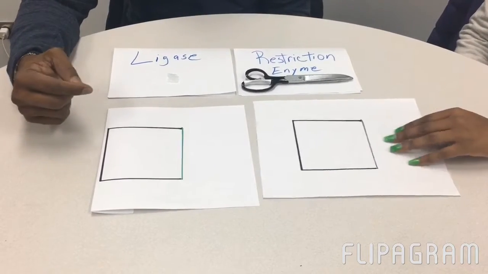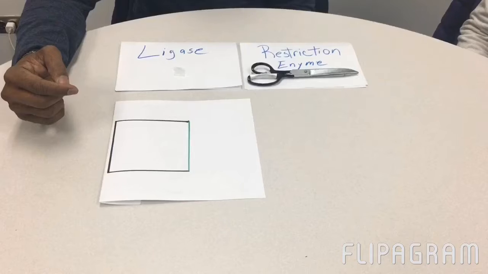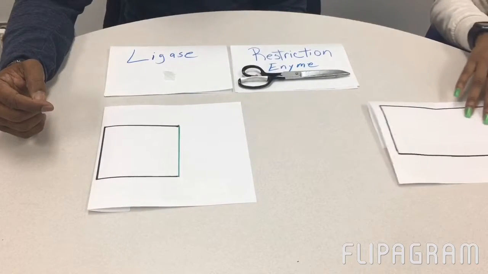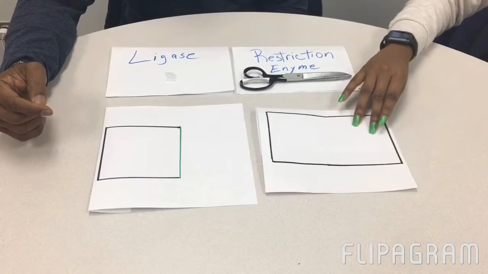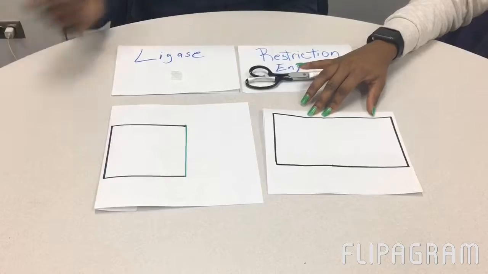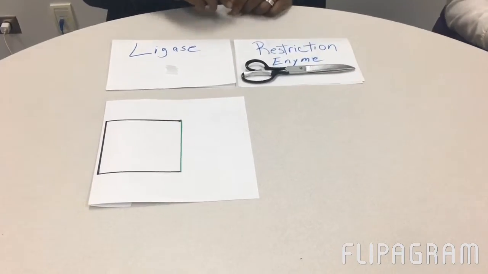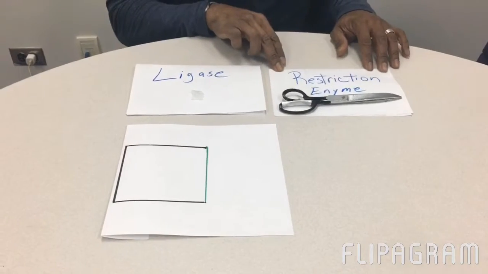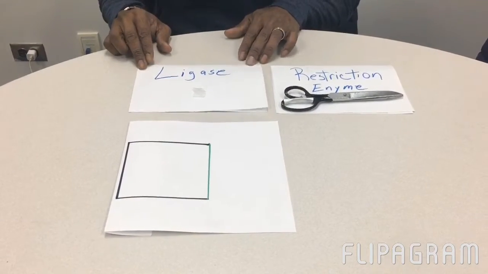Let's say we take our square away and we wanted to replicate a rectangle. How will we take a square and get it to replicate a rectangle? We're going to show you right now. So let's take our rectangle away and we'll show you how it's done. The way it's done is you're going to use what's known as a restriction enzyme and you're going to use ligase.